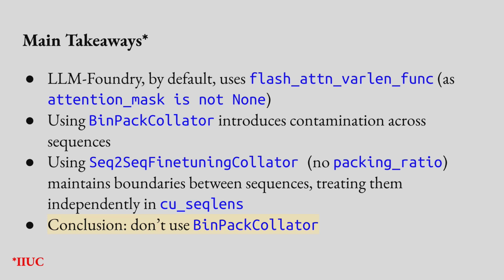So my conclusion, even though I was very excited about BinPackCollator in a previous video, I have to backtrack that. And for now, my conclusion is don't use BinPackCollator because variable length flash attention is already being handled and we don't want to attend across sequences when we're calculating attention scores. So that's it for this video.